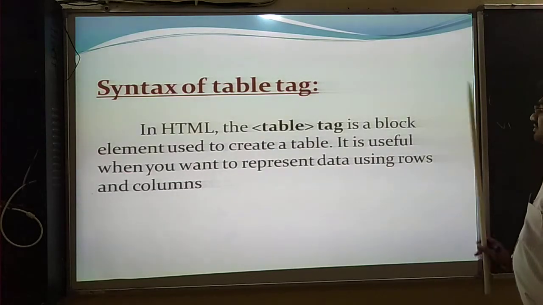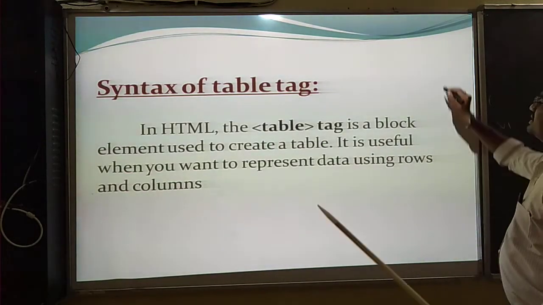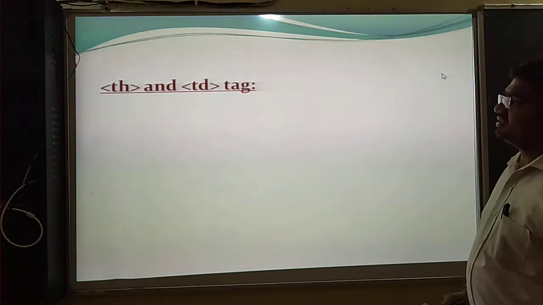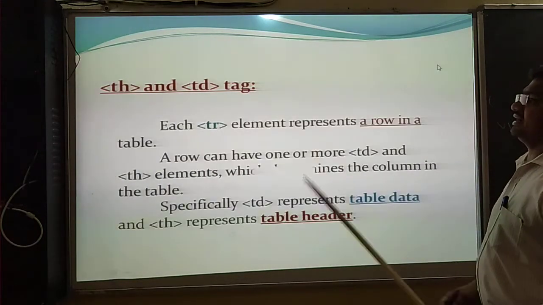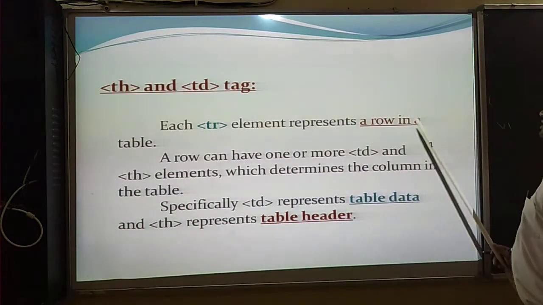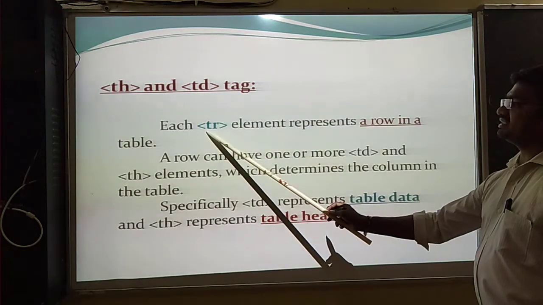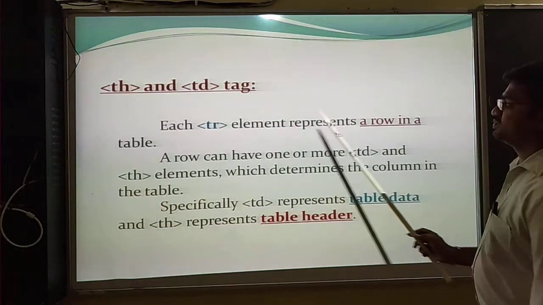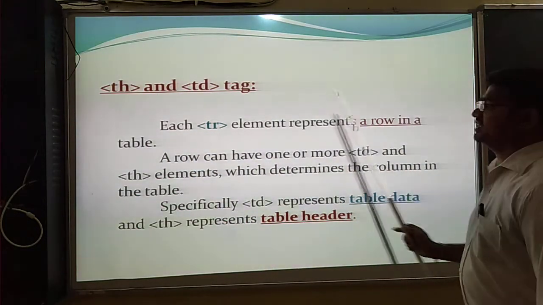So every table has rows and columns. The row and column together are called a cell. Now the th and td tags. What is the meaning of th and td tags? Each tr element represents a row in a table. What is the meaning of tr? t means table, r means row. What you put inside the row is called tr. So each tr element represents a row in a table.